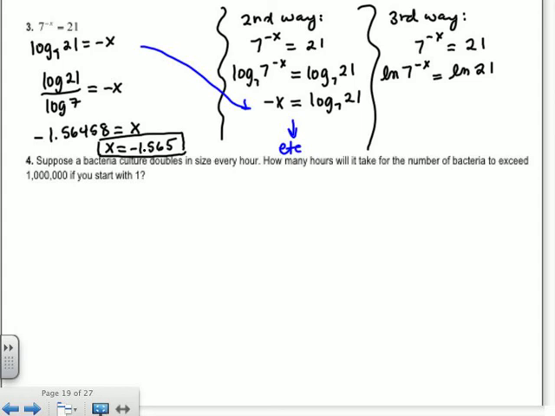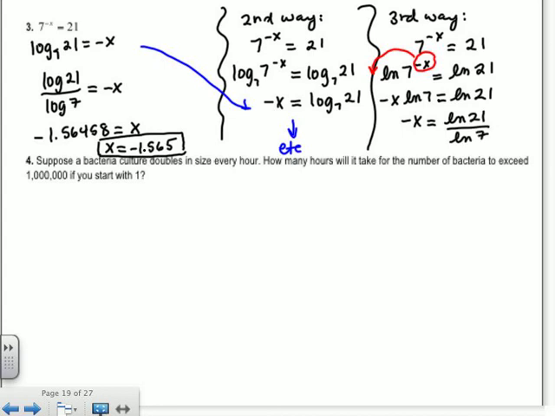All right, any logarithm, as long as you have the logarithm, you can pull the negative x to the front. That's the convenience of having logarithms. It allows you to drop exponents. So I get negative x times natural log of 7 equals natural log of 21. So I get negative x equals natural log of 21 divided by natural log of 7.